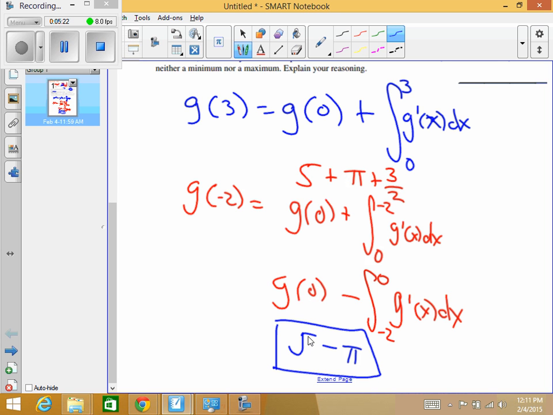The way the scoring guideline worked on this, you got 1 point for somehow using the fact that G of 0 equals 5. You got 1 point for the correct answer for G of 3. 1 point for the correct answer on G of -2.